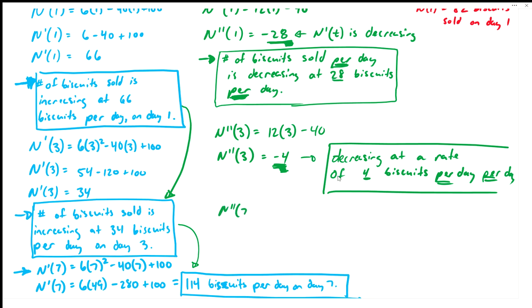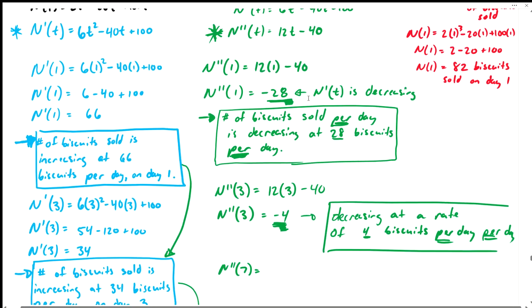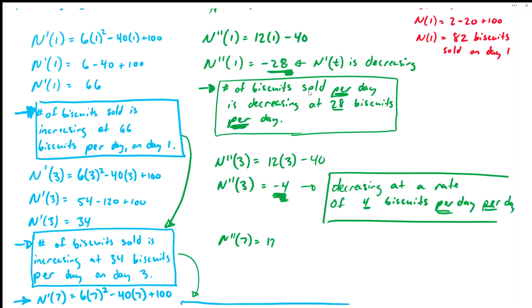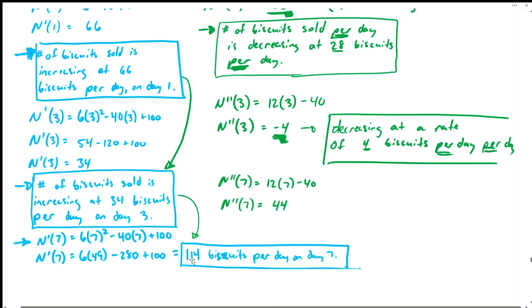All right, so one more. N double prime of 7, still using our start equation. So 12 times 7 minus 40. And then this one also not too bad. We've got 84 minus 40 is 44. Now we see it's a positive. Okay, so now it's a positive. Now that's where, oh yeah, that giant 114 was what was coming in.